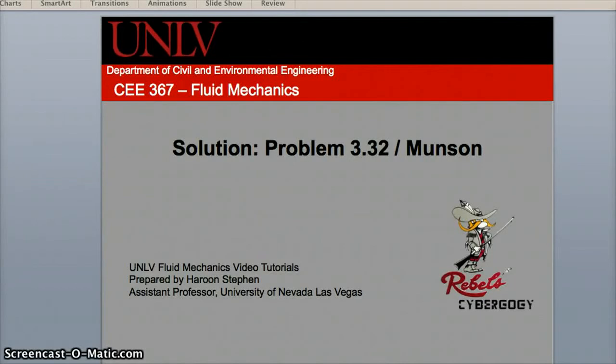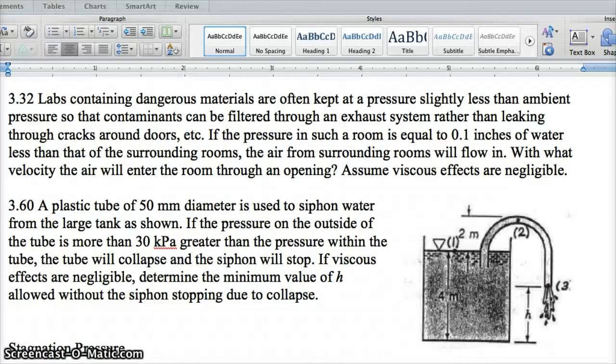This video tutorial is the solution to problem 3.32 in Munson's book. The problem statement is about finding the velocity of air passing under the door through the crack, and the information that is given is the pressure difference between the inside of the room and the outside.